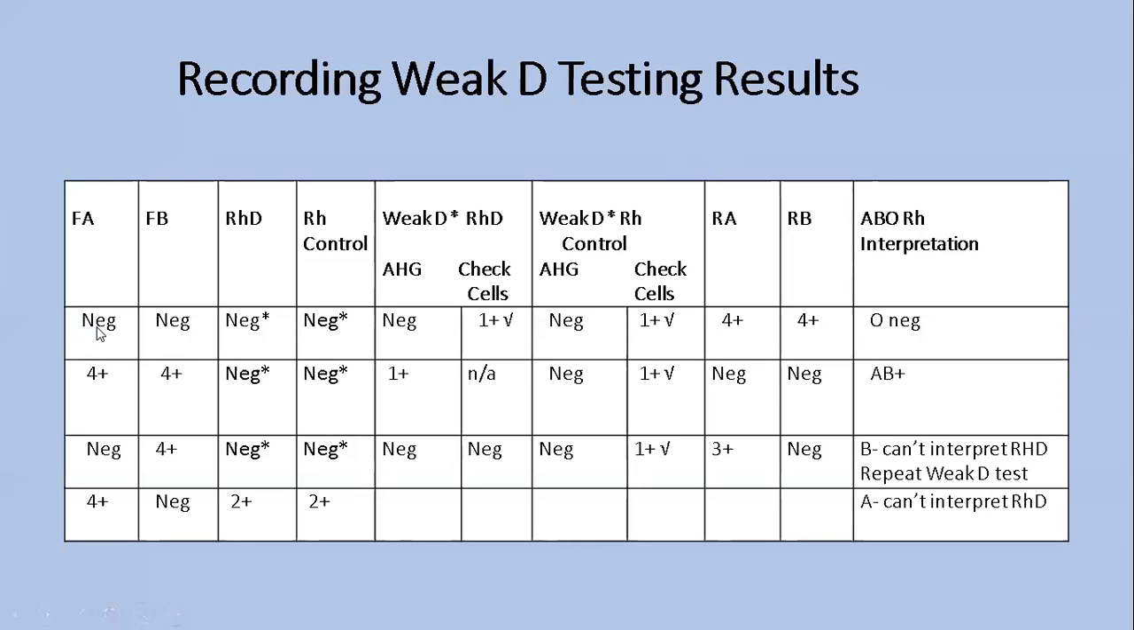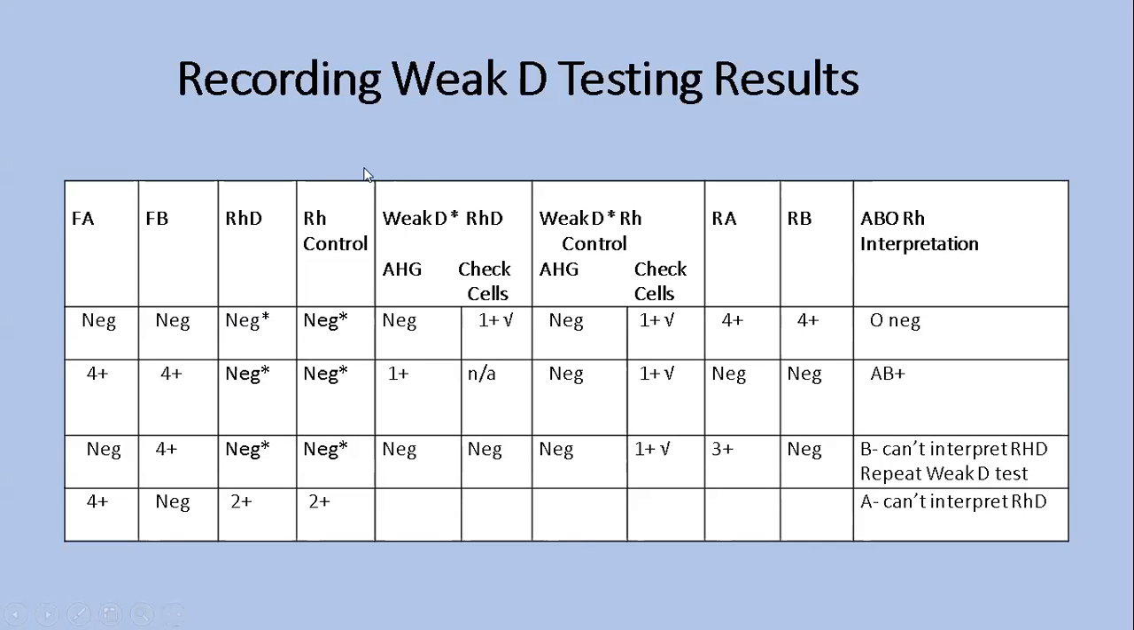Okay, we see forward A negative, forward B negative. We see reverse A 4+, and reverse B 4+. So based on forward and reverse typing, this patient definitely looks like type O. When we look at the D tube, however, and the Rh control, we see that they have initially tested negative. So what that means is we would want to move forward with weak D testing because of this negative RhD.